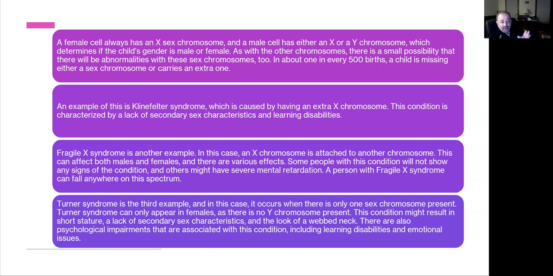In the Turner syndrome case, it occurs when there's only one sex chromosome present. So Turner syndrome can only appear in females, as there is no Y chromosome present. This condition might result in short stature, lack of secondary sex characteristics, and the look of a webbed neck. There are also psychological impairments associated with this condition, including learning disabilities and emotional issues.